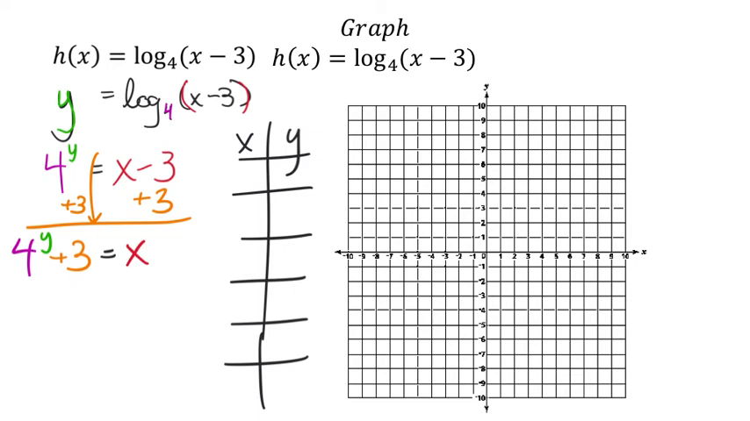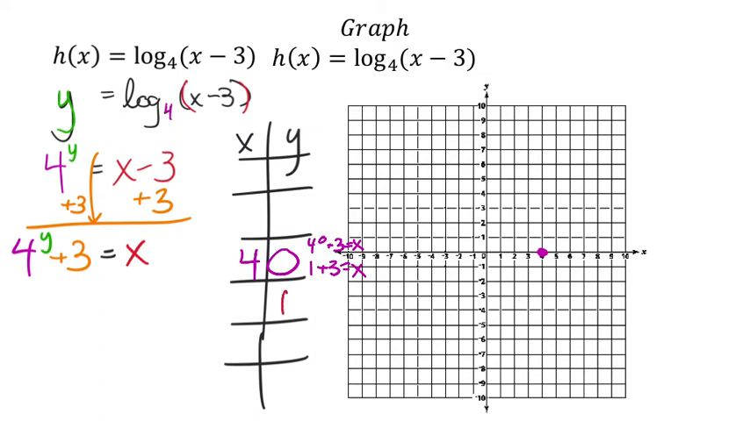So now that I have this, let's start choosing some values that are nice to work with, like 0. So that would be 4 to the power of 0 plus 3 equals x, which is really just 1 plus 3 equals x, and 1 plus 3 is 4. So I now have an ordered pair of 4, 0. That's an x-intercept right there. Found it.